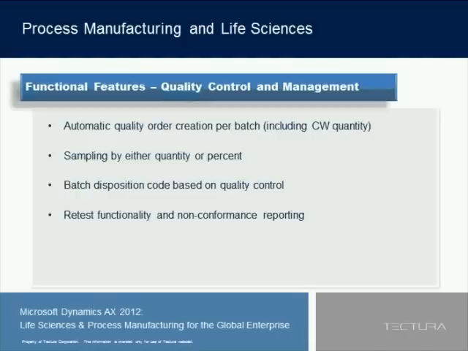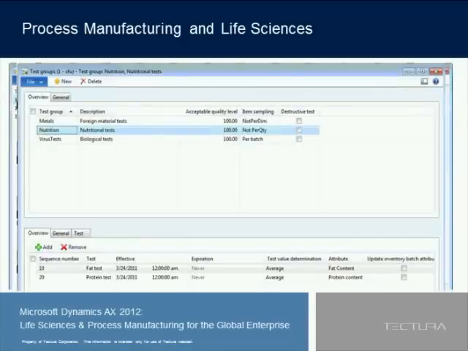Another example may be, upon production completion. It goes through a quality check. But we can also break it down to the production operation. So it gets through this step of the process, I want a quality check. So there's a lot of different areas to automatically kick off those quality orders. Okay. There's full sampling capabilities, whether you want to sample by a specific quantity or a percentage. The batch disposition codes, as I spoke about earlier, can be assigned automatically based on the result of a quality test. Right? And then finally, there's full retest functionality and also non-conformance reporting.